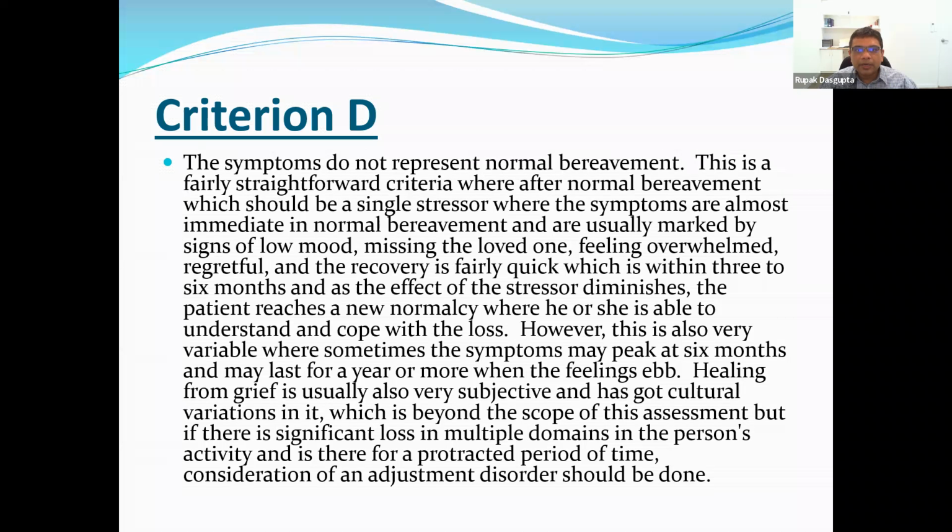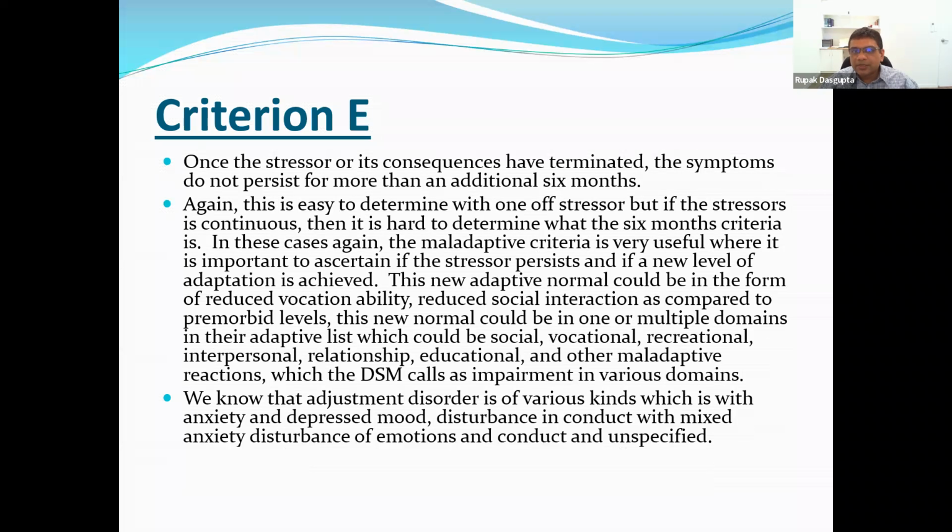So we'll go into criterion E. Once the stressor or its consequences have terminated, the symptoms should not persist more than an additional 6 months. Again, this is easy to determine with a one-off stressor, but if the stressor is continuous, it's hard to determine when the 6 months is going to begin. In these cases, the maladaptive criteria, which I've used before, and the new normalcy will come in handy in understanding where the patient is.